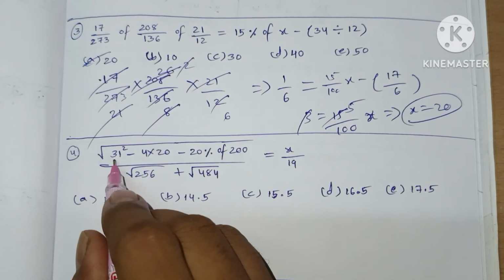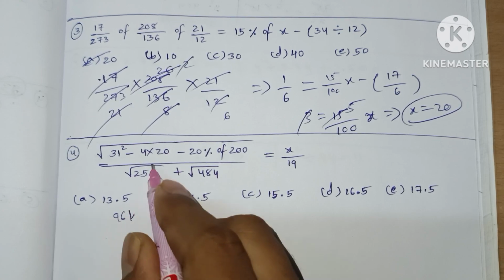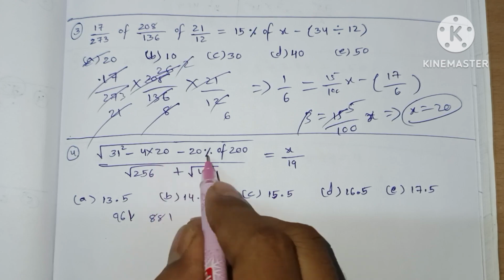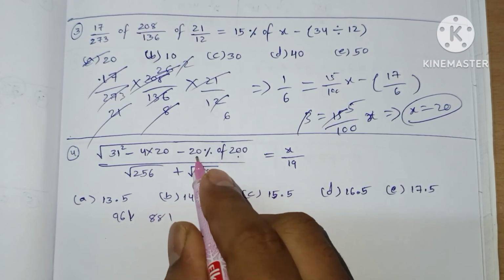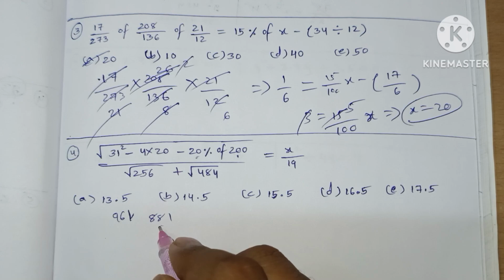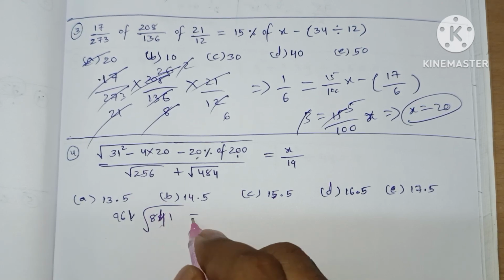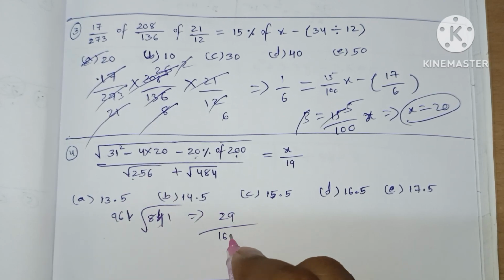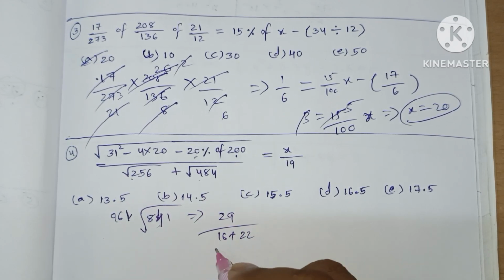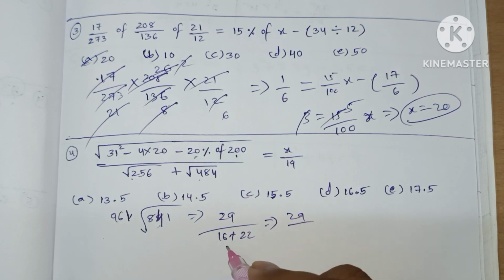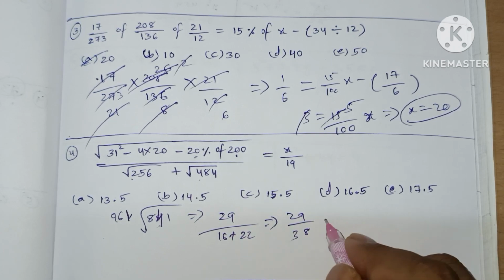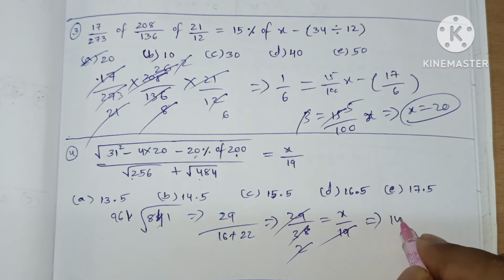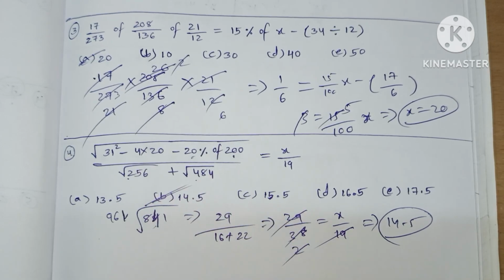Next question. 31 square 961 minus 80 means 881. 881 minus 20 into 2, 40, minus 40 means 841. Root over 841, which will be 29 by 256, which will be 16 plus this will be 22. So we get 29 divided by 838 goes to x by 19. 19 2 times 2, 14.5 times. So the answer will be option B, 14.5.